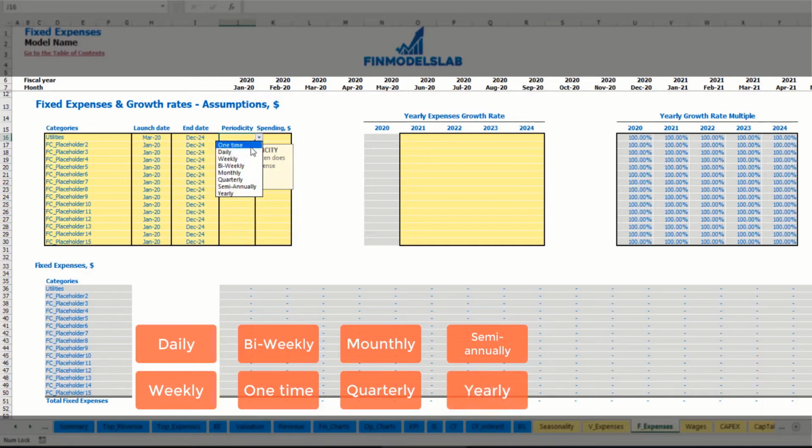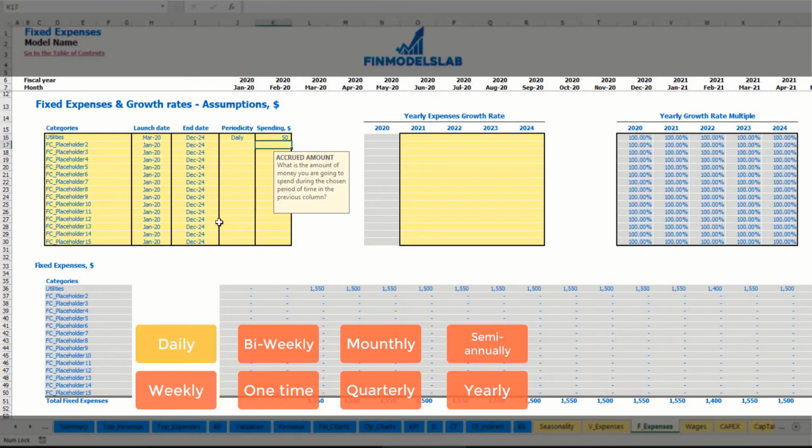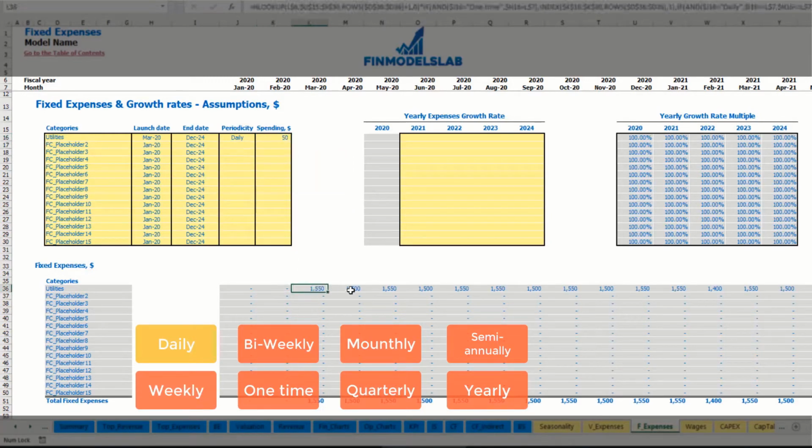Let's pretend periodicity will be daily with an amount of $50 per day. So you may see these amounts in here. It is calculated based on the count of days within this month. So obviously in March 20 you have 31 days, that's why you will have $1,550. In April you have 30 days, which means this will be $1,500.